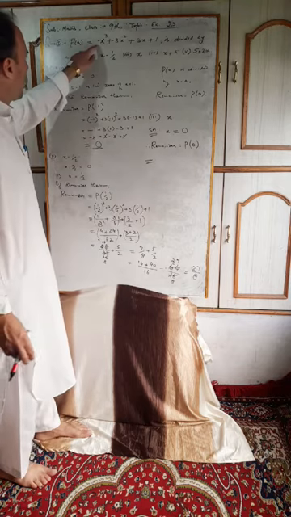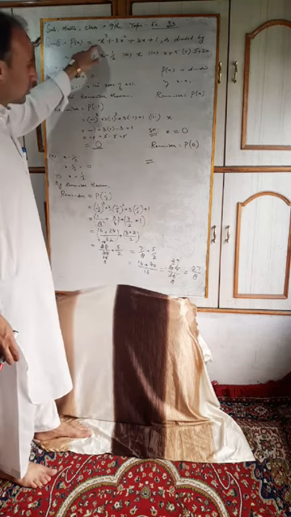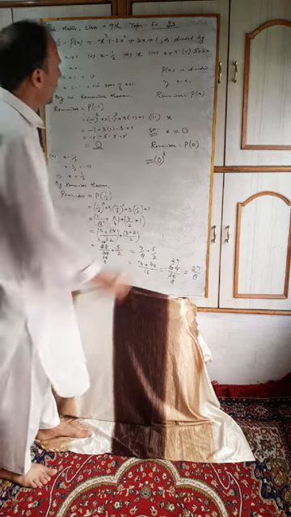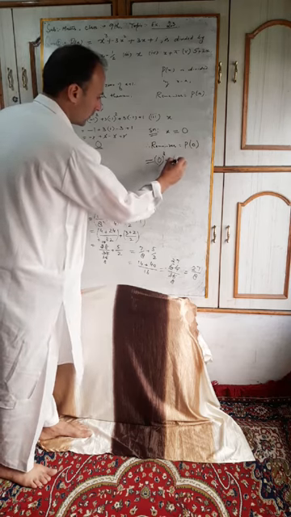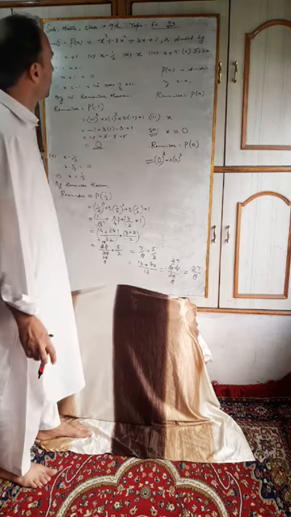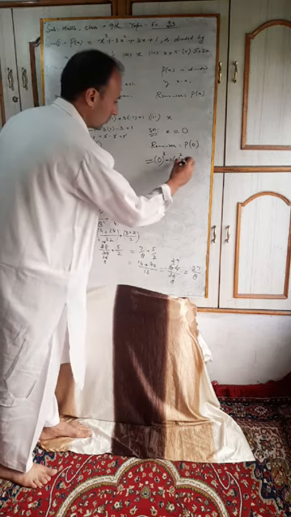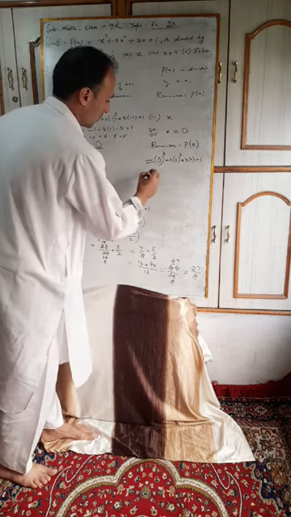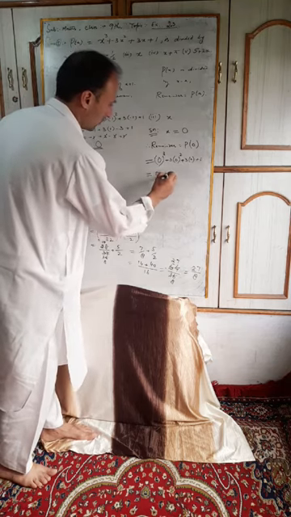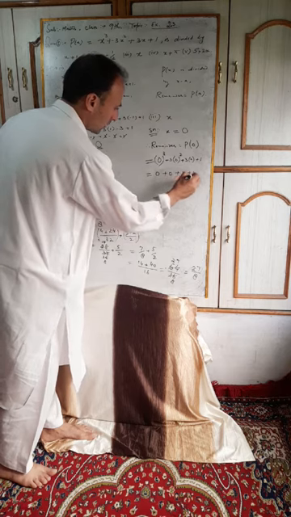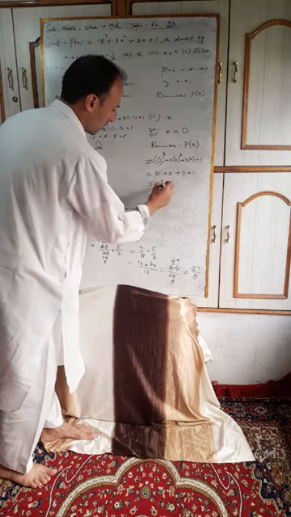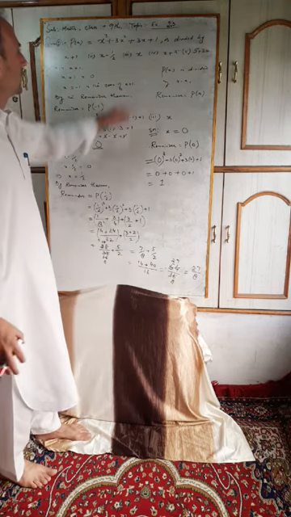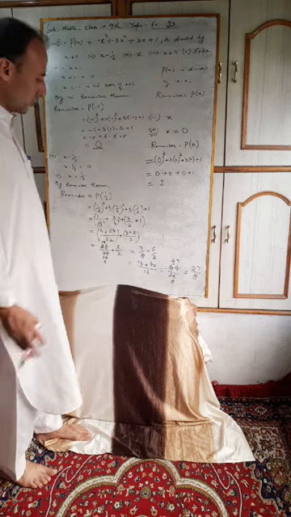The polynomial p(x) is equal to this. In place of x we have to substitute 0. So it will turn out to be 0³ + 3 into 0² + 3 into 0 + 1. So it will be equal to 0 + 0 + 0 + 1. Therefore, by the remainder theorem, the remainder is equal to 1. These two parts you will do yourselves.